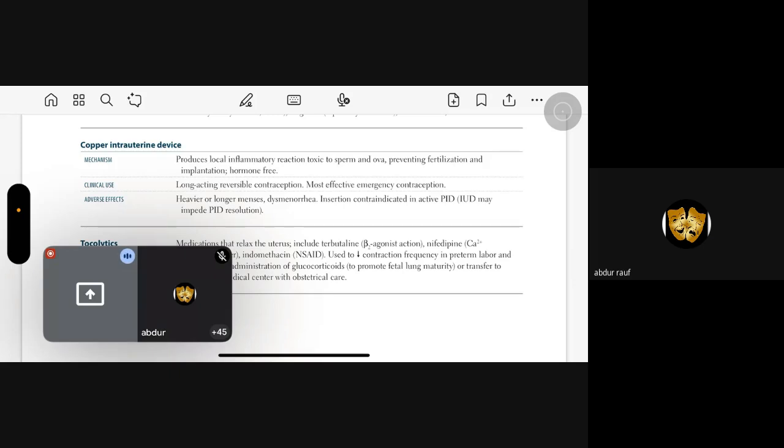Okay, so they can ask you this number: what is the number of days up to which you can give emergency contraception? So that would be 5 days, and specifically the most effective way of emergency contraception, that is another high yield point, is copper IUD. So you give copper IUD for emergency contraception because it is the best way of contraception.